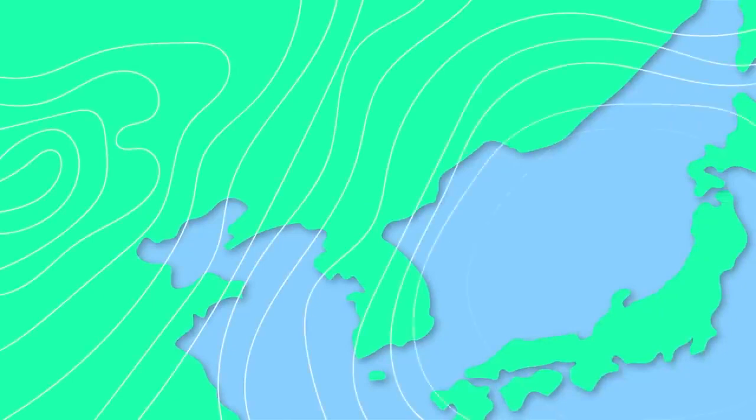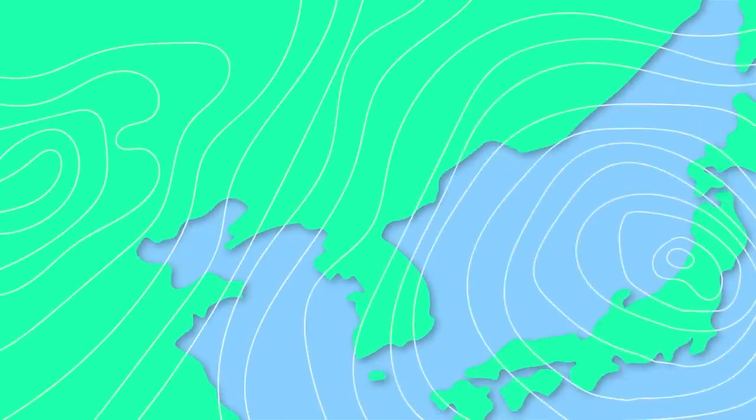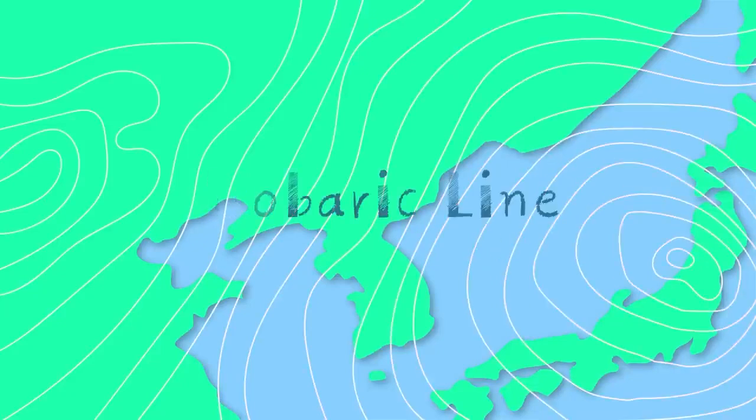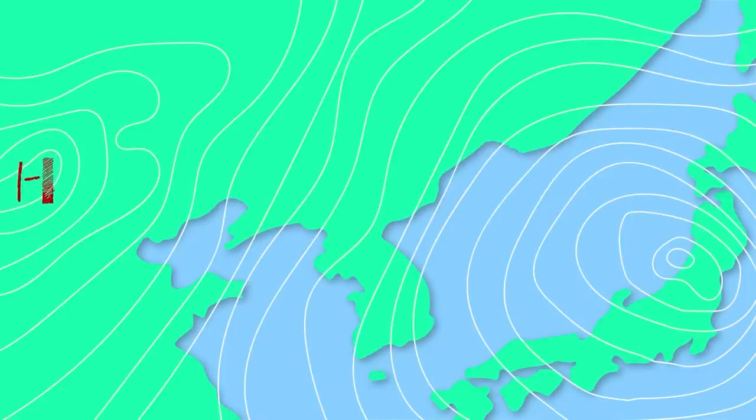This is an example of a weather map that we see on the news every morning. On this weather map, points where the air pressure is the same have been connected by a line, which is called an isobaric line. Places with higher air pressure than the surrounding areas are marked high, H, and areas of low pressure are marked low, L. The movement of air from high pressure to low pressure is called wind.